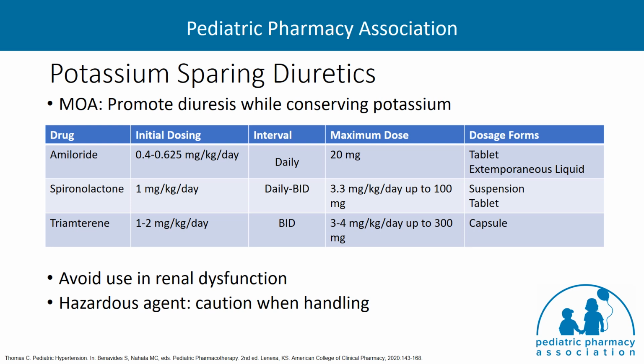The spironolactone is available in a suspension and tablet. Of course, trying to avoid use in patients who have renal impairment, and also just being cautious when handling, as these agents are considered a hazardous agent per USP 800.